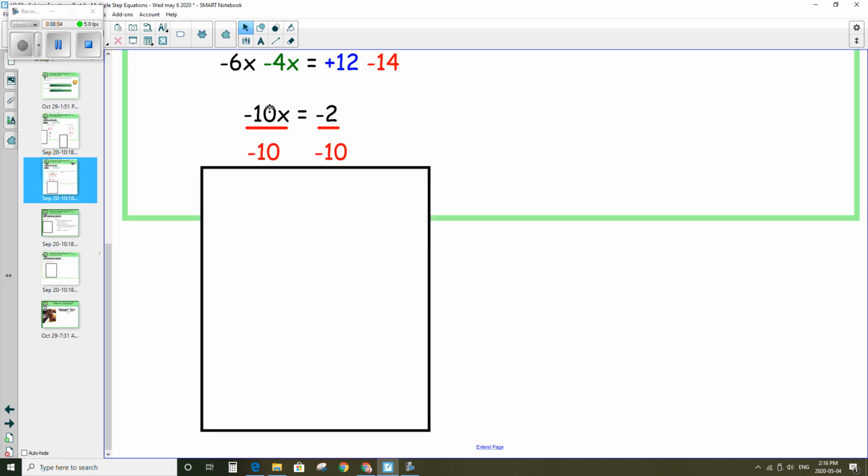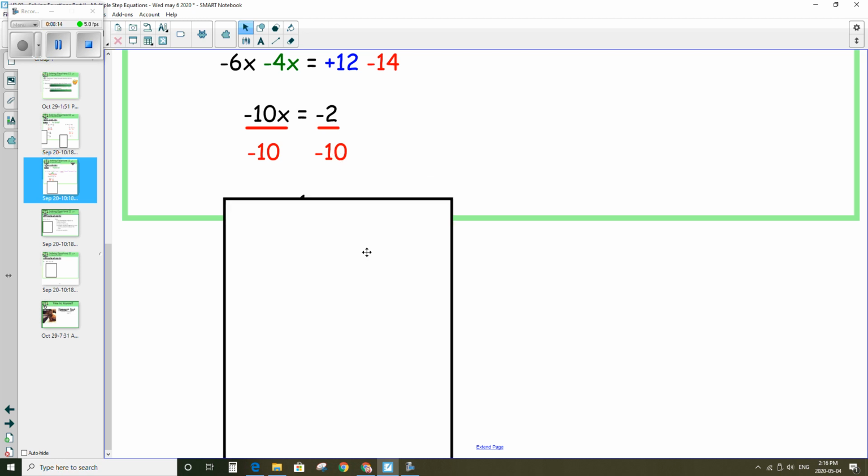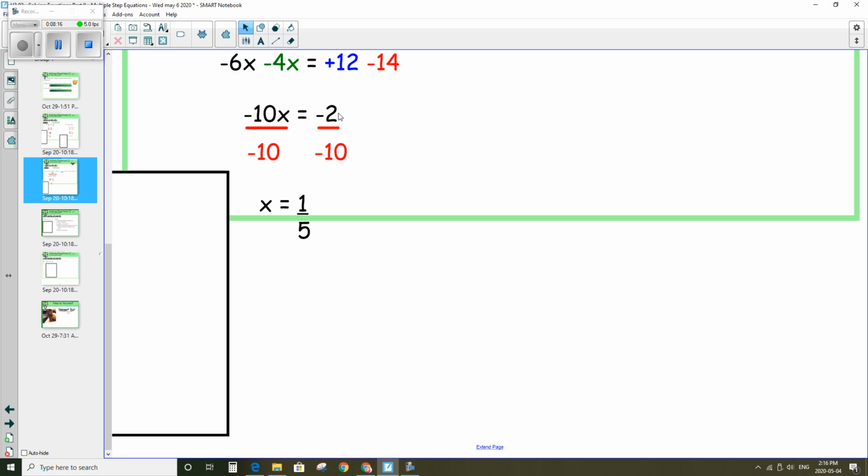Okay, so now I have negative 10 divided by negative 10, which is positive 1. Okay, positive 1x. And then on the right-hand side, we have 2 over 10, which we can simplify to 1 over 5. Okay, divide the top and bottom by negative 2 to give you positive 1 over 5.